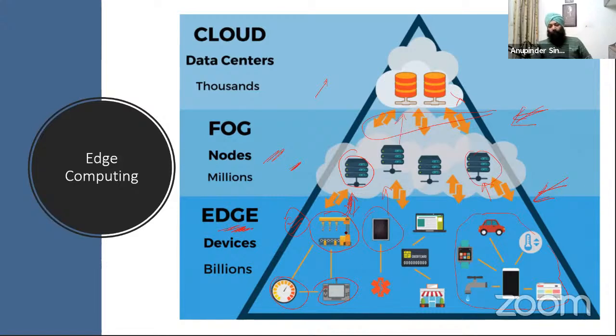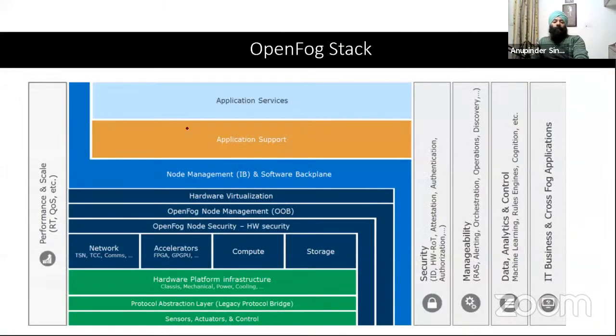So the minimum requests are going to cloud, and maximum requests are going to be solved through the fog layer itself, right? So if we look at the number of devices that we are considering, billions of devices at the edge, millions of devices at the fog, and thousands of devices at the particular data centers, right? So that is the philosophy behind these two sets of terms, right?